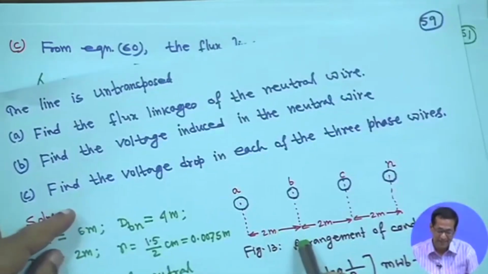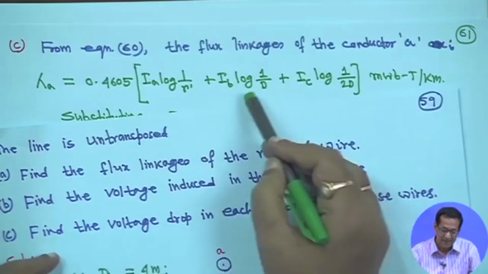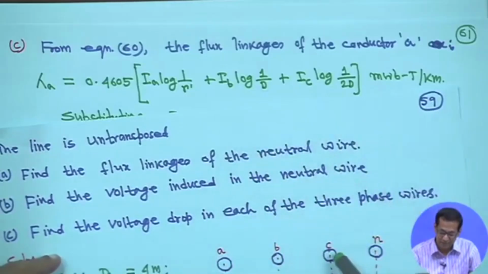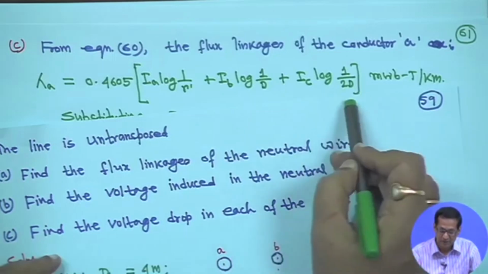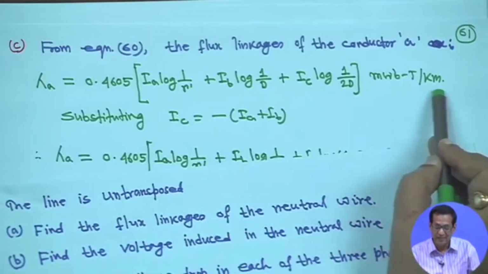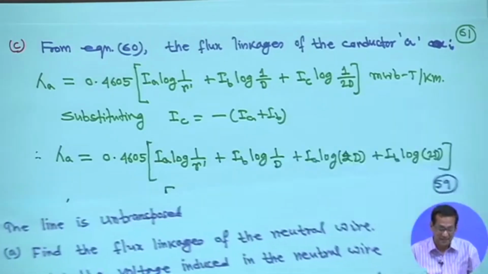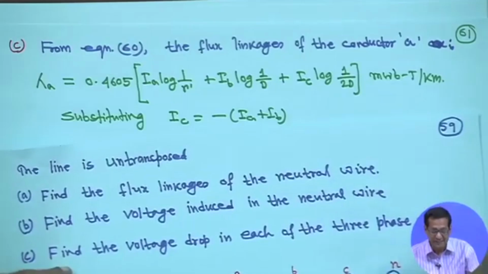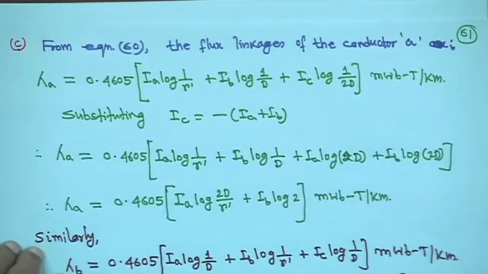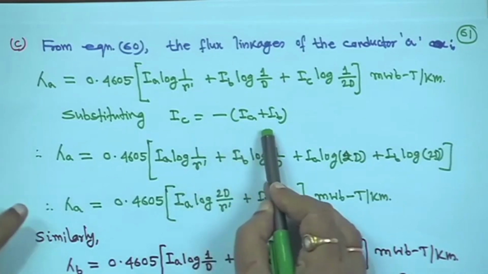So instead of making that A to B, IB, that is your log 1 upon d, and IC to this thing, it is log 1 upon 2d, because this is 2d, right. So milliweber turns per kilometer. Now the neutral current is 0. So IA plus IB plus IC is equal to 0, that means IC is equal to minus (IA plus IB), right.